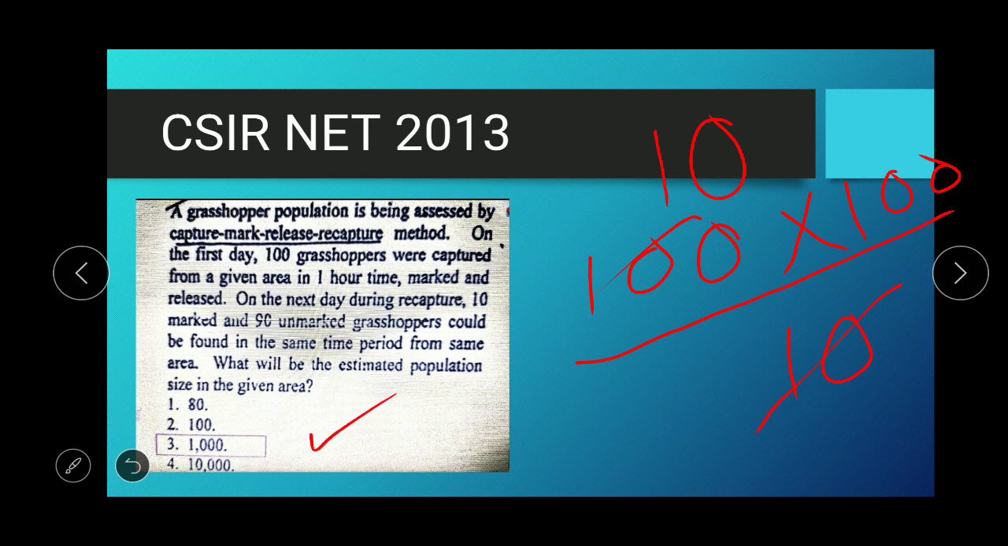In this way you can solve the question. This topic is very easy, and you have to remember only one formula, so scoring becomes easier here.